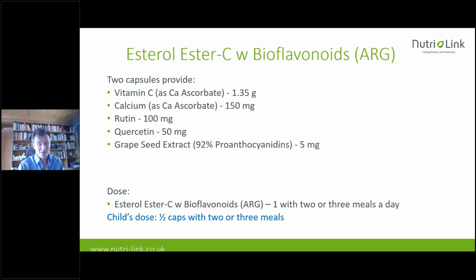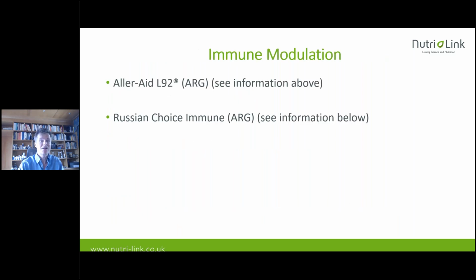Vitamin C again has some quercetin within it, and the rutin, which is a cell membrane stabilizer. Very useful form of vitamin C. This one with grapeseed extract has anti-inflammatory activity as well. So for immune modulation, Allergy L92, you've got lots of information on L92, the Lactobacillus strain, and on luteolin.